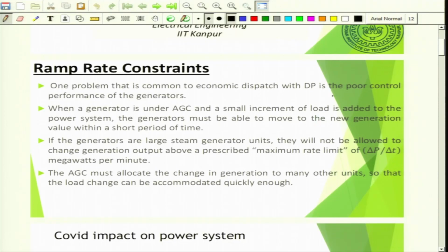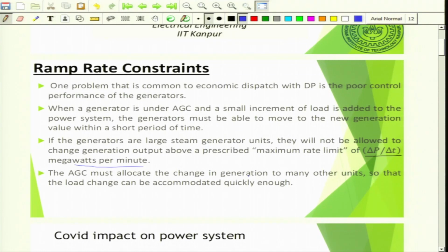If the generators are large steam generator units, they will not be allowed to change generation output above a prescribed maximum rate limit. So for each generator there is a delta P by delta T, that means how much the change in generation could be with respect to time, and it is expressed in megawatts per minute. If the change in load demand calls the generator to change its generation beyond this ramp rate, delta P by delta T, then the system will have to shut down, or there will be instability in the system.